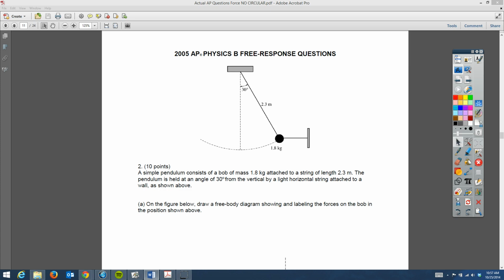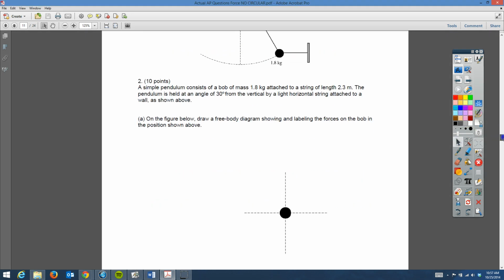So here we go. It's got a simple pendulum. It does have a mass to it, 1.8 kilograms. And we know that the length of this string is about 2.3 meters. We know the angle here is about 30 degrees. So they want us to go ahead and try to draw the free body diagram for the above thing. So we're just going to look at just this part right here because that's really all we need.